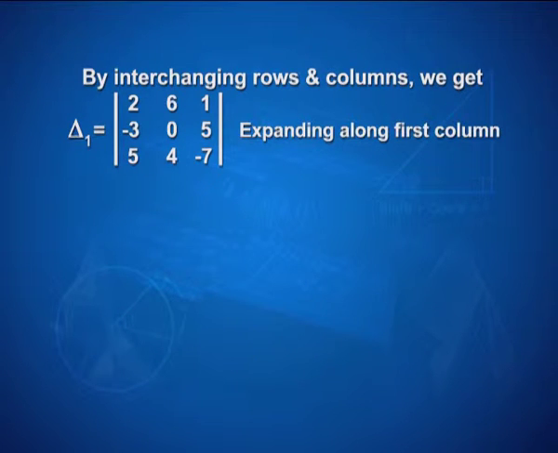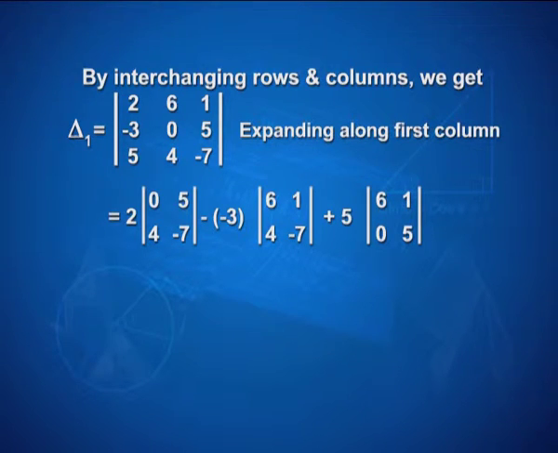Now, by interchanging rows and columns, we get determinant 1 as 2, 6, 1, minus 3, 0, 5, 5, 4, minus 7. Now, let us expand along the first column. We get 2 into determinant 0, 5, 4, minus 7, minus of minus 3 into 6, 1, 4, minus 7, plus 5 into determinant 6, 1, 0, 5.